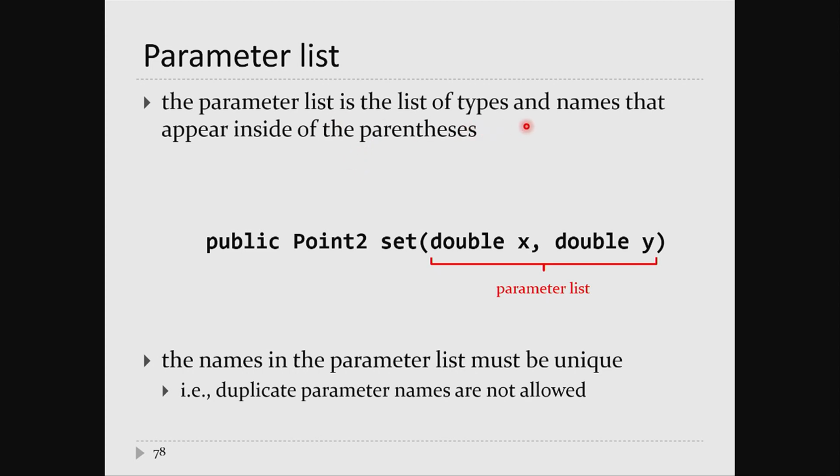So the parameter list, well, no, I tell you it's a list of types and names. So I guess here it's the list of types and names. It actually doesn't include the names, but anyway, we'll go with the names. So it's the list of types and names that appear inside the parentheses. Right? The names must be unique. So you can't have an X here and an X here. So duplicate parameter names are not allowed.